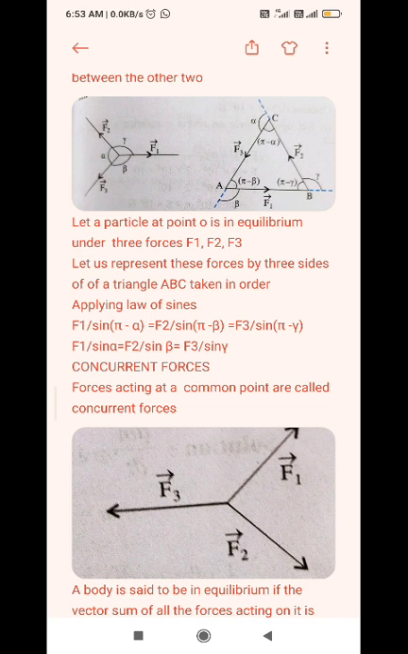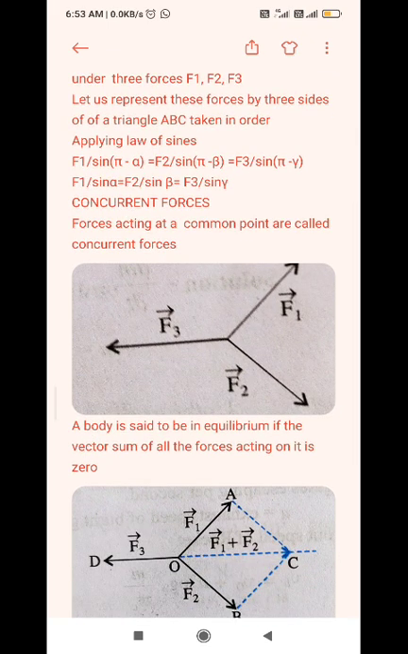Now, concurrent forces. When forces are acting on a body at a common point, they are called concurrent forces. If you see the figure, we have a point where forces F1, F2 and F3 are acting. A body is said to be in equilibrium if the vector sum of all the forces acting on it is 0.